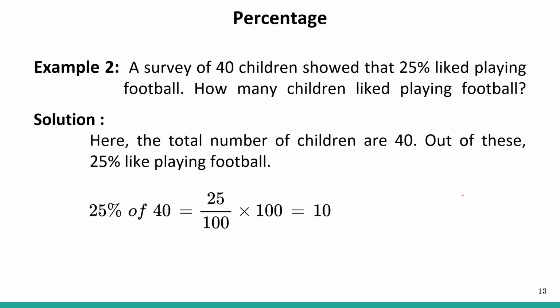Okay, so let's see the solution. Here the total number of children is 40. Out of these, 25% like playing football. So 25% of 40 is equal to 25 by 100 into 40. I think there is a typo here. So this is 40. So 1 by 4, and this will be 10. 10 is the correct answer. This is written wrong here. So this will be 40 and the answer will be 10.